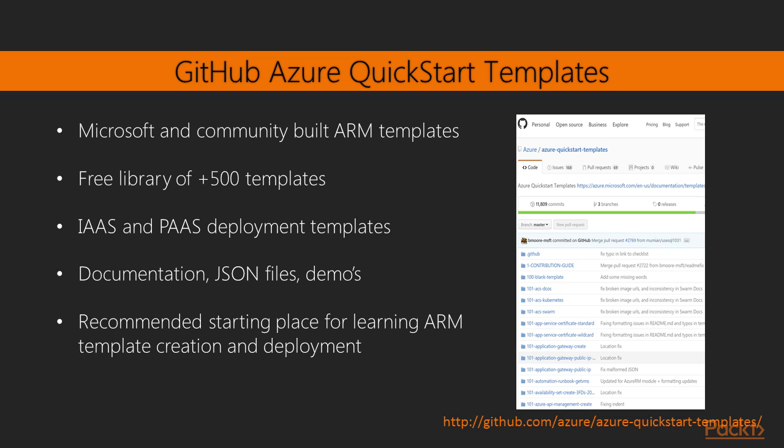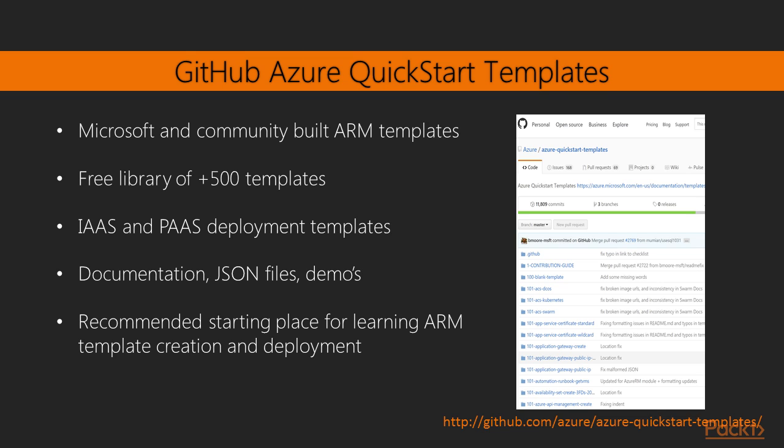Besides the Azure Marketplace, there's also GitHub. As you might know, Microsoft is pretty open source nowadays, and they are extensively integrating with GitHub as a repository for providing you Azure templates. A lot of these templates are provided by Microsoft or even by the Microsoft community. And it's basically a free resource of more than 500 templates. These templates allow you to deploy IaaS resources, but also platform as a service, PaaS resources.